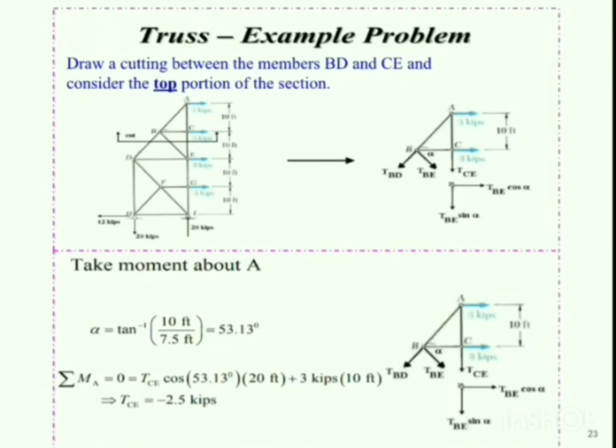Because TBD, that is the line of action of TBD, is passing through A, so its moment will be equal to 0. Also TCE, it's passing through the joint A. Again, the moment of TCE will also be 0. So we are left with only one unknown member force which is required to be calculated. So simply by rearranging the equation, we can get the value of the member force TBE, and we got the value as negative, which implies that our assumption is incorrect. This member BE is carrying a compressive force.